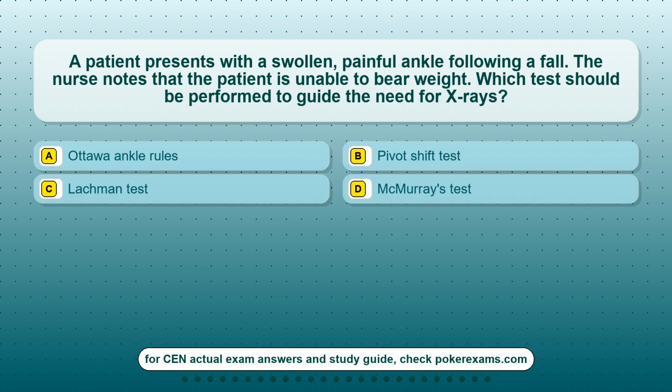Question 18. A patient presents with a swollen, painful ankle following a fall. The nurse notes that the patient is unable to bear weight. Which test should be performed to guide the need for X-rays? Option A, Ottawa ankle rules. Option B, pivot shift test. Option C, Lachman test. Option D, McMurray's test.